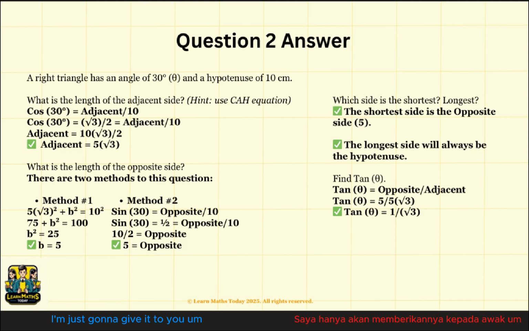So in this case, I'm just going to give it to you. Cosine of 30 is going to be root 3 over 2. And then once you have that, you set root 3 over 2 equal to the adjacent over 10. And what we want to do in this problem is isolate the adjacent side, because that's the side we don't know and that's the side we're trying to find.